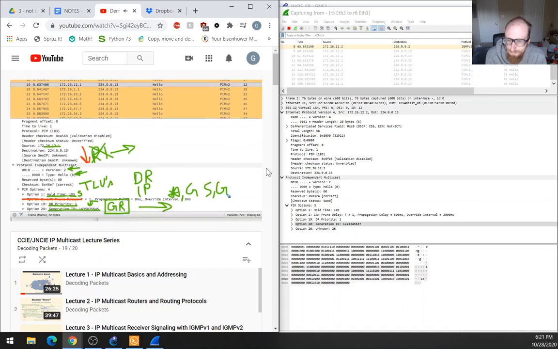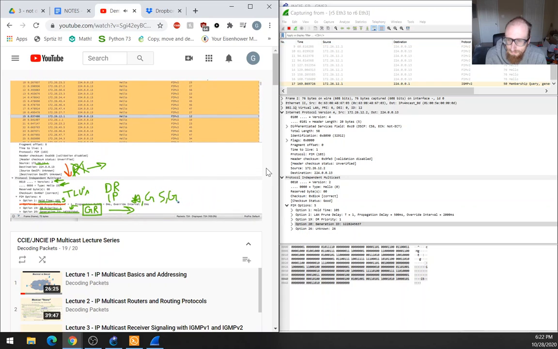So this is the hello packet overall, with the options. What you can see here is that once I enabled sparse mode on the routers, all of a sudden there was this burst of hellos. So the hellos were not generated before PIM was actually activated on the interface, which actually makes sense.